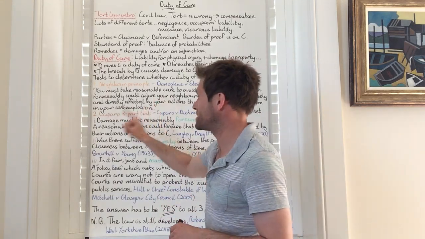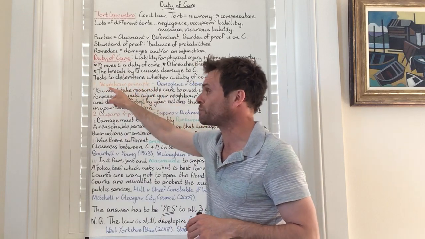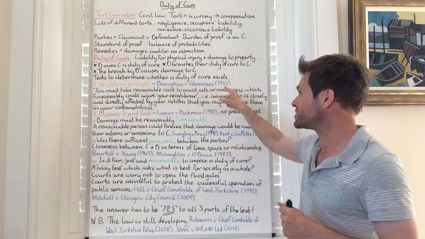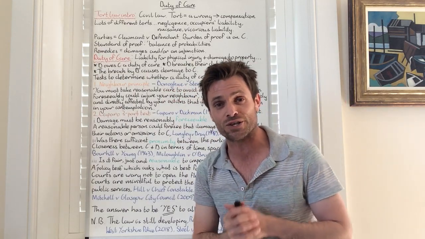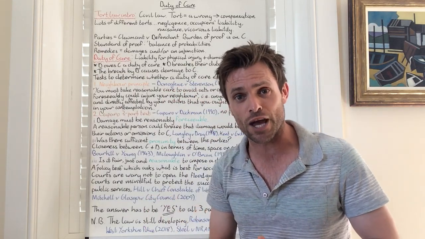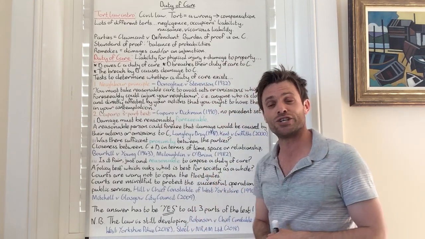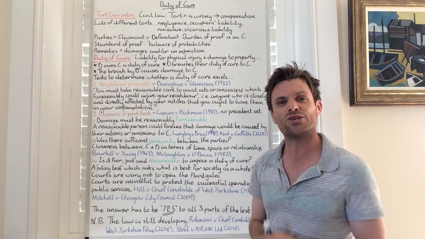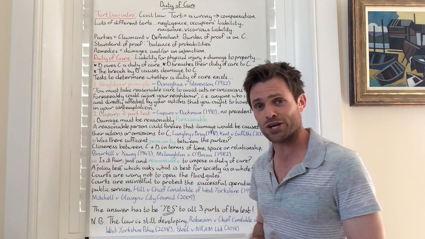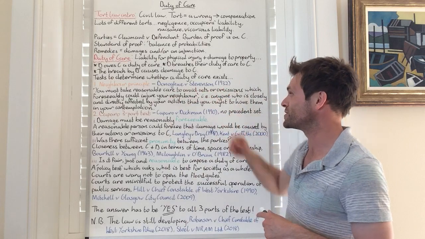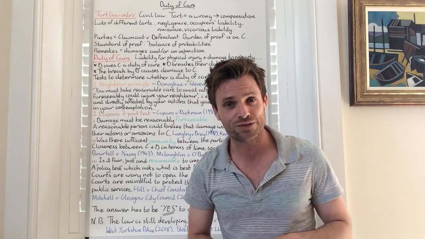So, the first test is known as the Neighbour Principle, and this directly stems from the case of Donoghue versus Stevenson 1932, and this case is often given the nickname of the snail in the ginger beer, or the snail in the ginger beer bottle case. So you can refer to it as that case in inverted commas, but of course do get the correct title as well, which is Donoghue versus Stevenson in 1932.